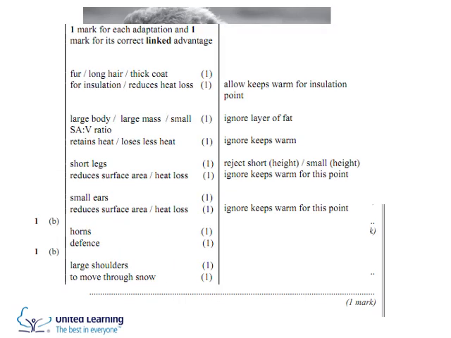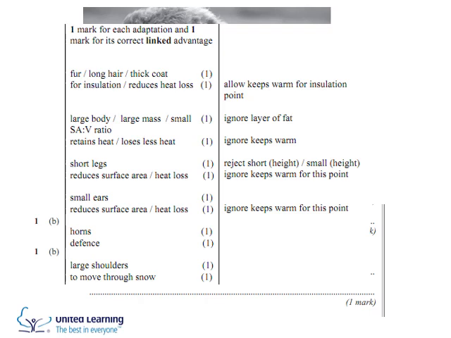So you should have come up with 2 more. The mark scheme's here, so you just need to be looking at the left-hand column. You should have come up with any in terms of the fur being long and thick. It's got a large round body to give it a small surface area to volume ratio. Small is better in a cold climate, and that prevents it from losing heat.